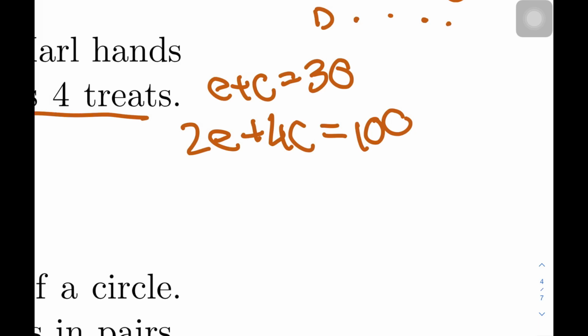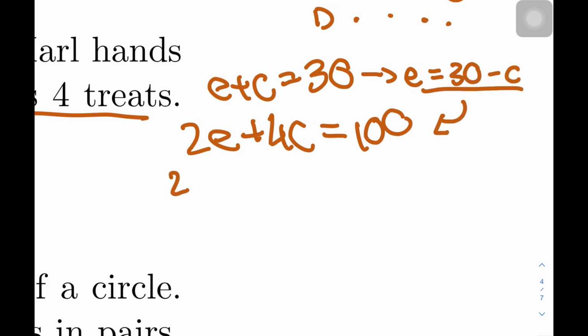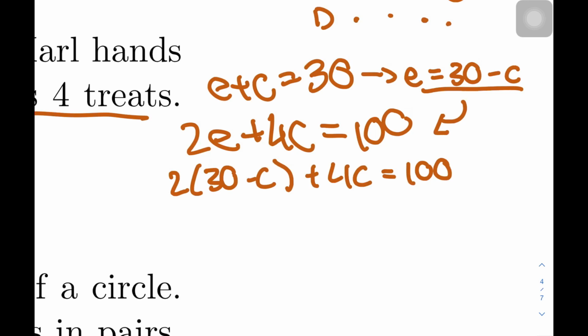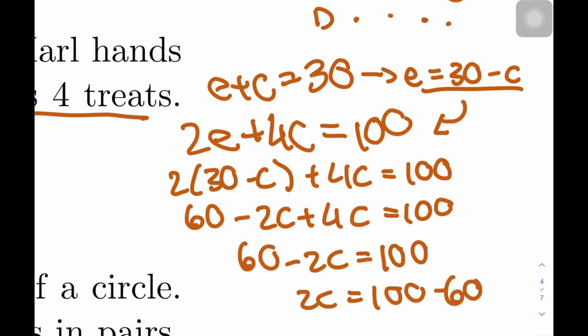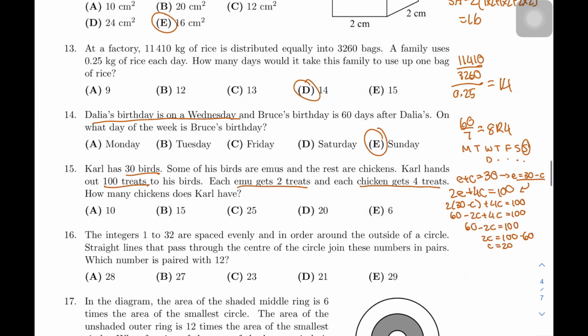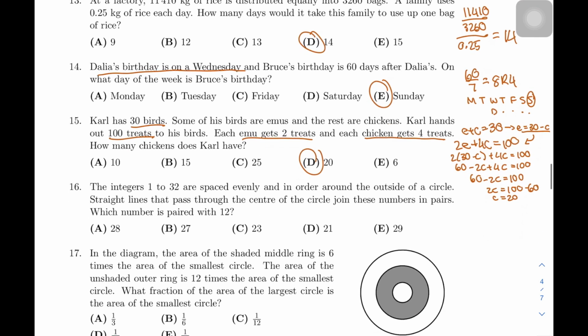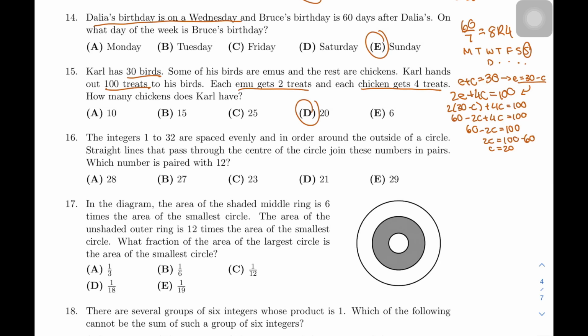And I'm going to play around with these two equations to get C. So first I'm going to express E in terms of C. So E equals 30 minus C. I'm going to plug it into here. So 2 multiplied by (30 minus C) plus 4C equals 100. From this, I get that 60 minus 2C plus 4C equals 100. So 60 plus 2C equals 100. 2C equals 100 minus 60, so then C equals 20. Therefore, D is the correct answer.